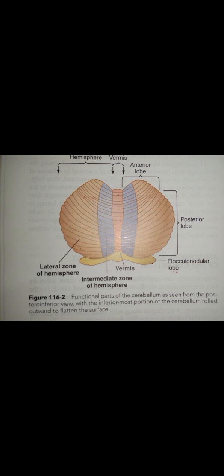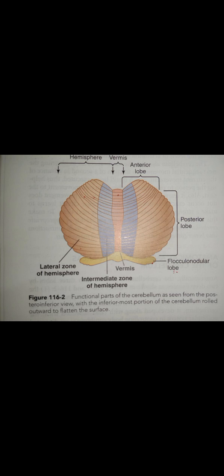To each side of the vermis is a large laterally protruding cerebral hemisphere, and each of these hemispheres is divided into an intermediate zone and a lateral zone. The intermediate zone of the hemisphere is concerned with controlling muscle contractions in the distal portions of the upper and lower limbs, especially the hands, fingers, feet, and toes.